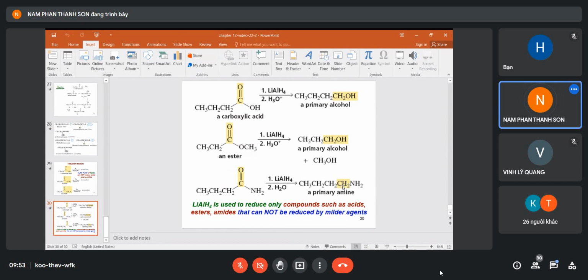Normally, you have CH and then OH here, because normally C-double-bond-O becomes COH. But for amide, the oxygen disappears, so no more oxygen here. Okay, take a note here. No more oxygen. No oxygen in the amine product.